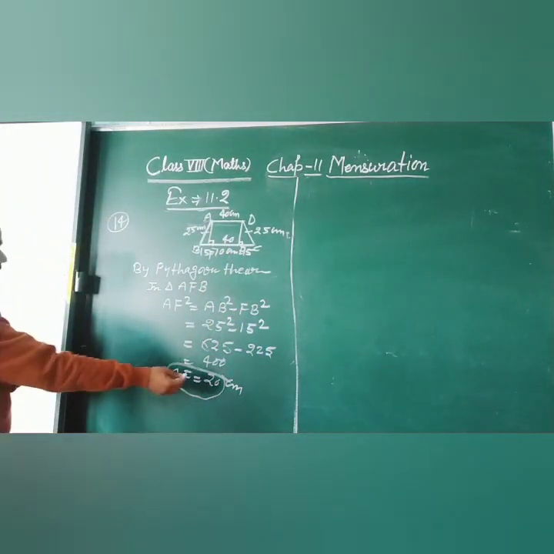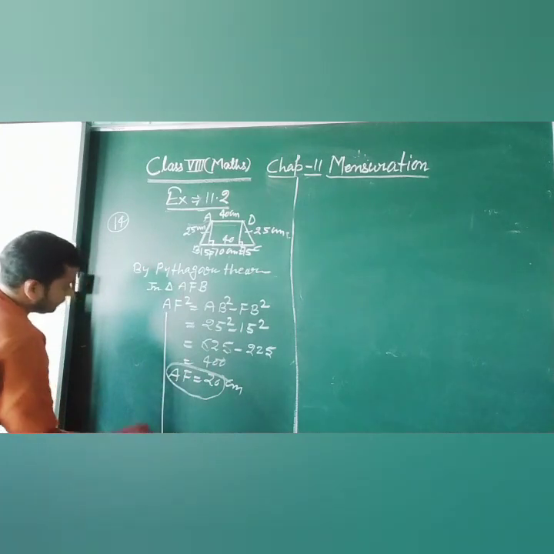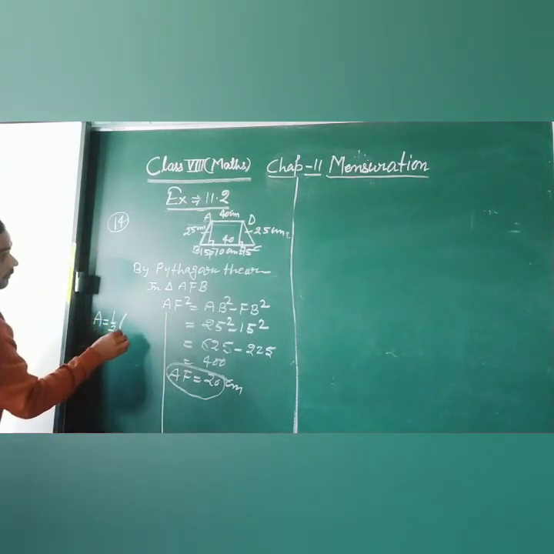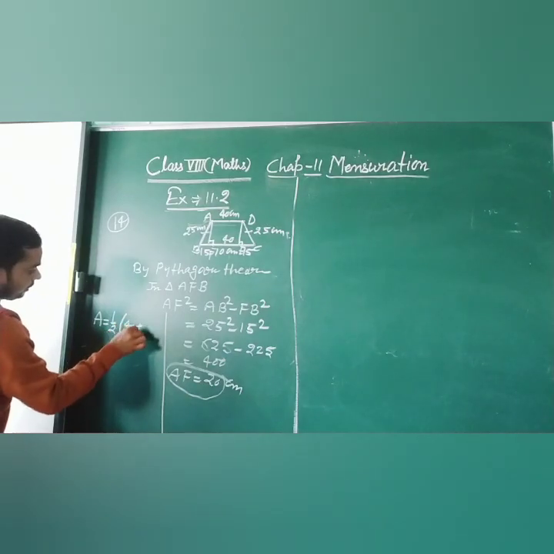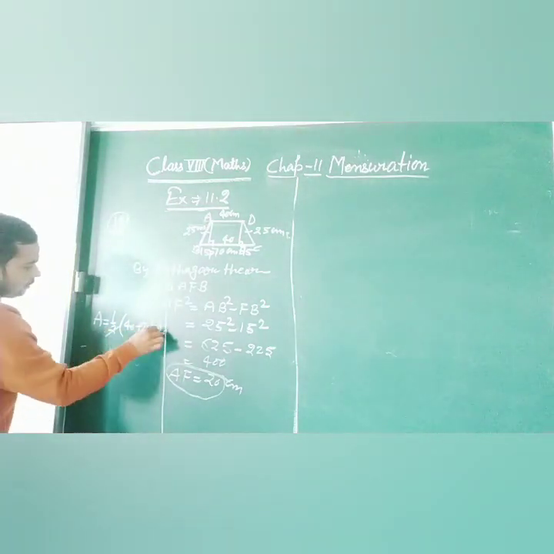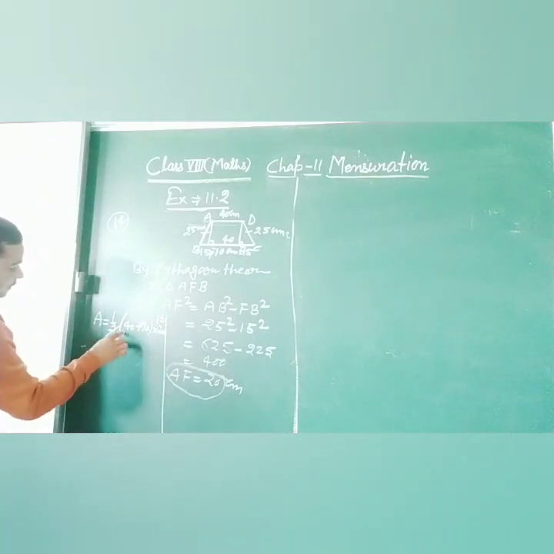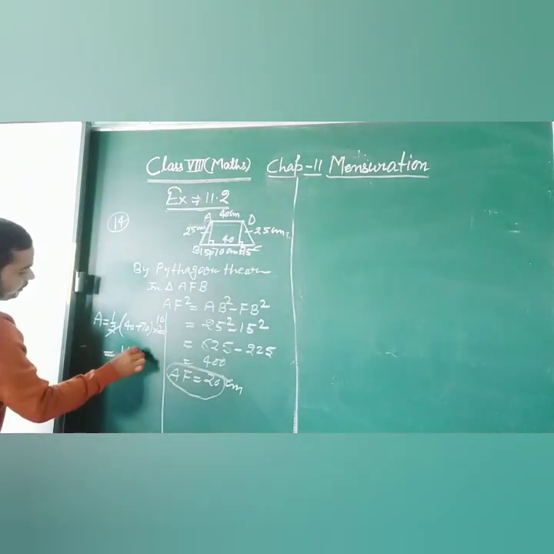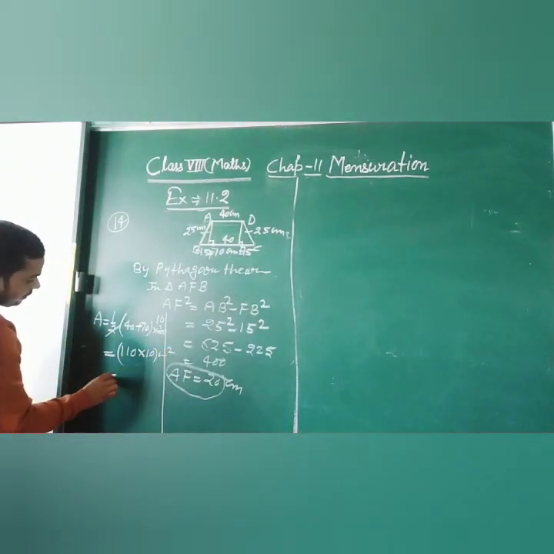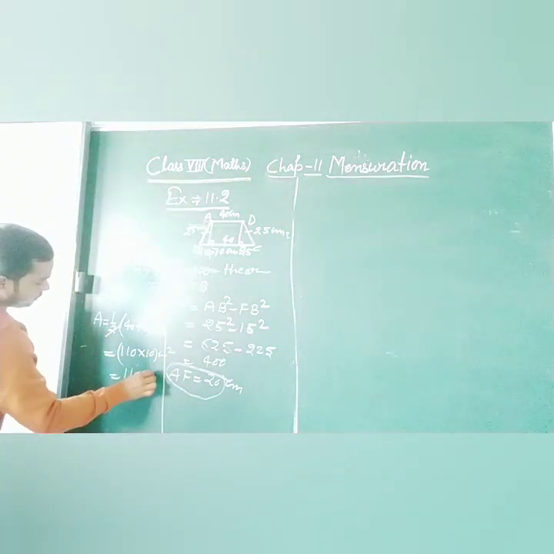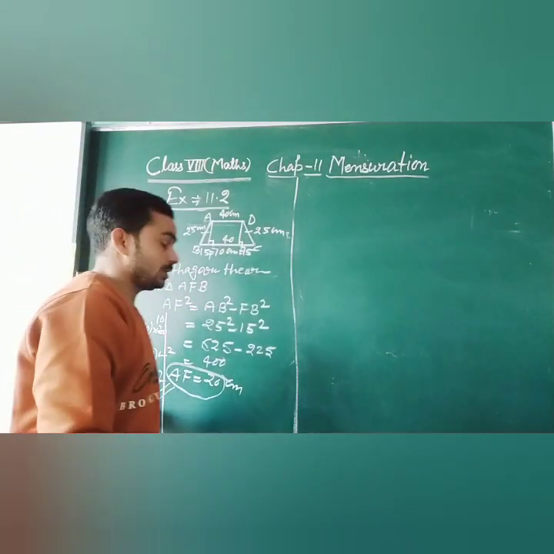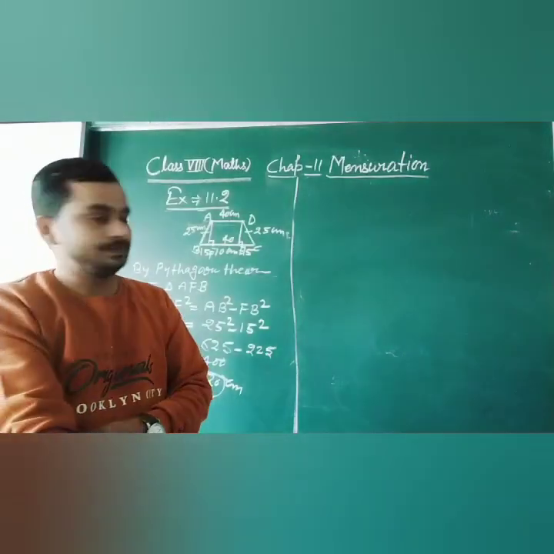Then find out the area of the trapezium. So area equals 1 by 2, sum of parallel sides 40 plus 70, and distance is 20. 2 tens are 20. 40 plus 70 is 110. 110 into 10 equals 1100 centimeter square. So 1100 centimeter square is the area of this trapezium.